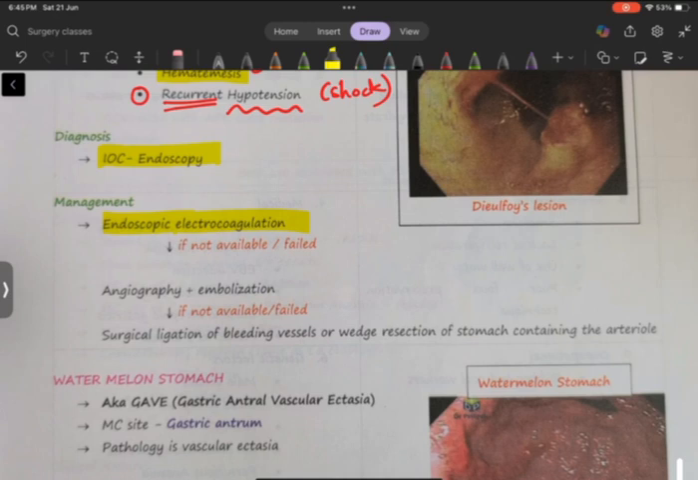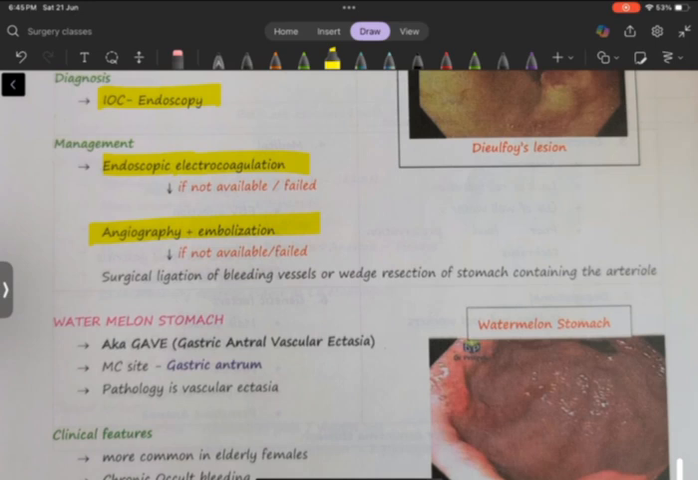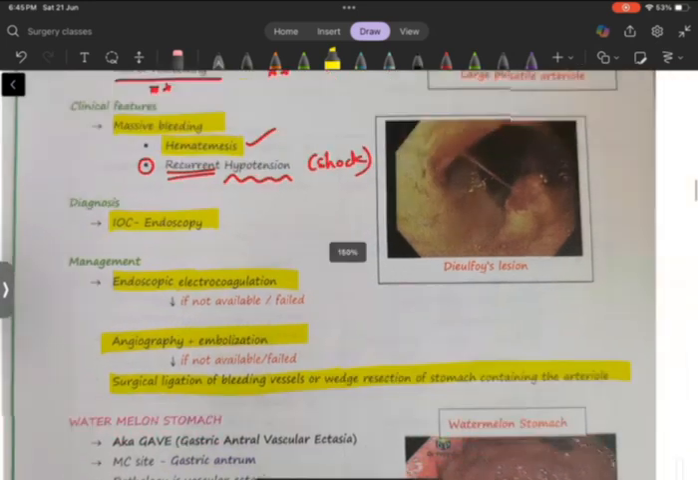If again bleeding is not stopping, again go for angiography and embolization. Again, if it doesn't stop even after that, we'll go for surgical ligation of the bleeding vessel, or we'll have to resect the part of the stomach from where the bleeding is actually happening and make sure that it contains arteriole also. So this was about Dieulafoy's lesion.